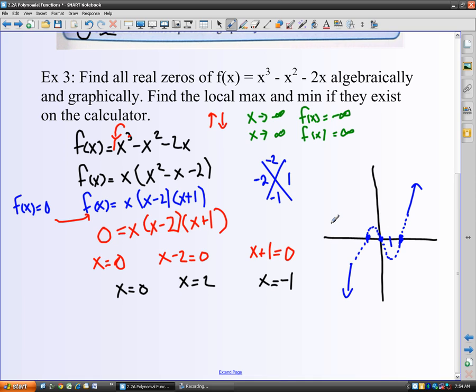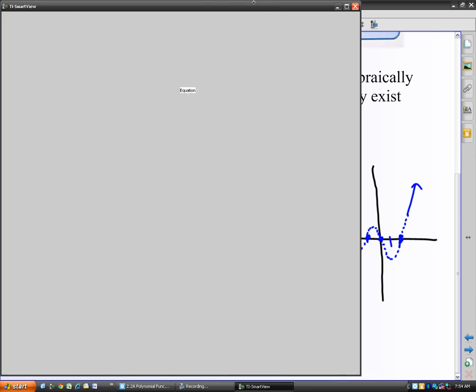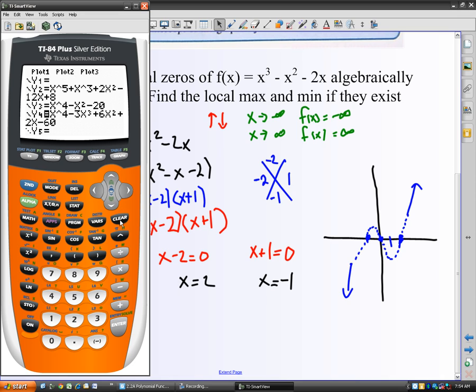I'll clear out all the other stuff that's in here. The function that I want to graph is x cubed minus x squared. When I graph this, if I go to my standard window to start with, there you go. That looks pretty close to the sketch that I had there.